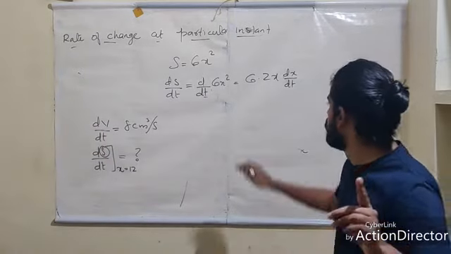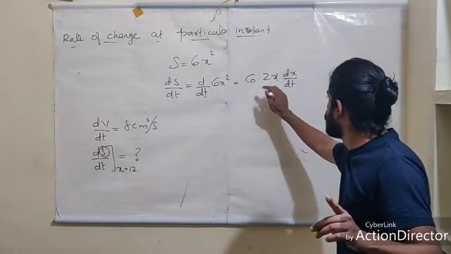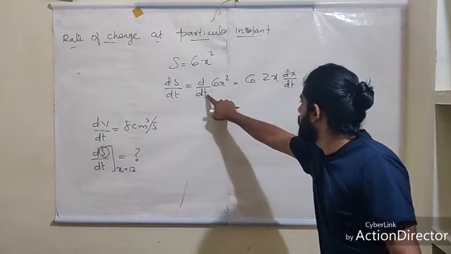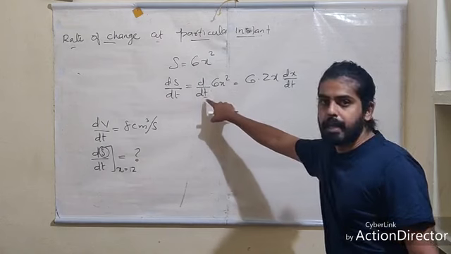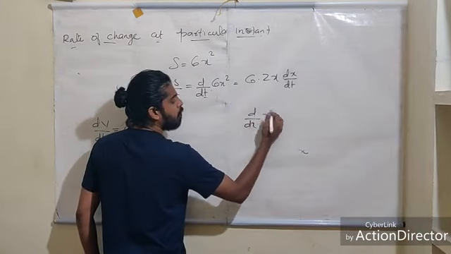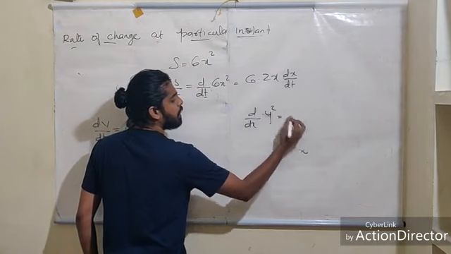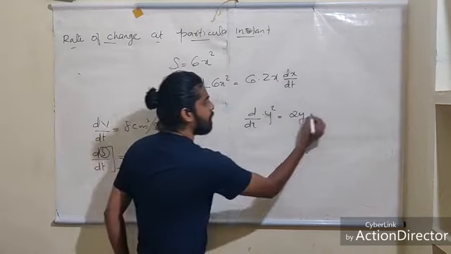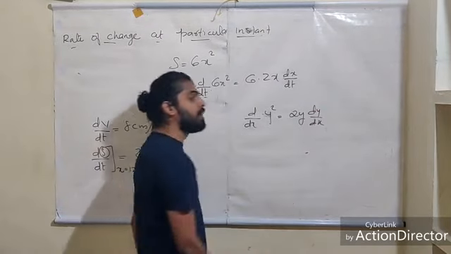Suppose we are differentiating it with respect to x, then 6 into 2x or 12x is enough. But we are differentiating with respect to the time, so there will be dx by dt. Remember, we learned d by dx of y square. What was the derivative of y square? It will be 2y, then there will be the derivative of y, which is dy by dx. So the answer will be 2y into dy by dx.